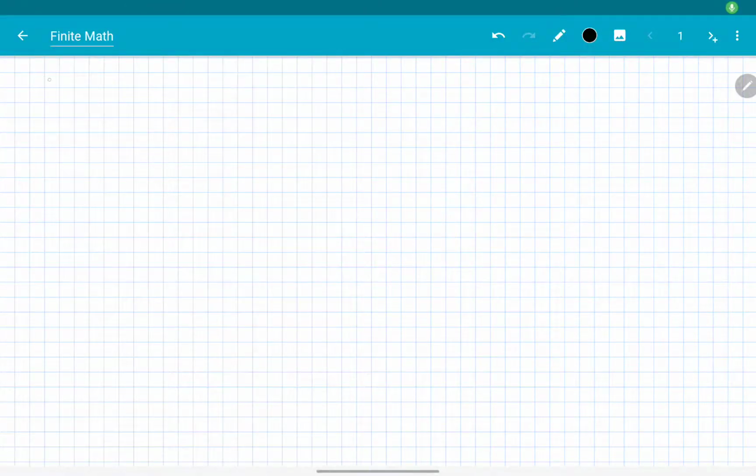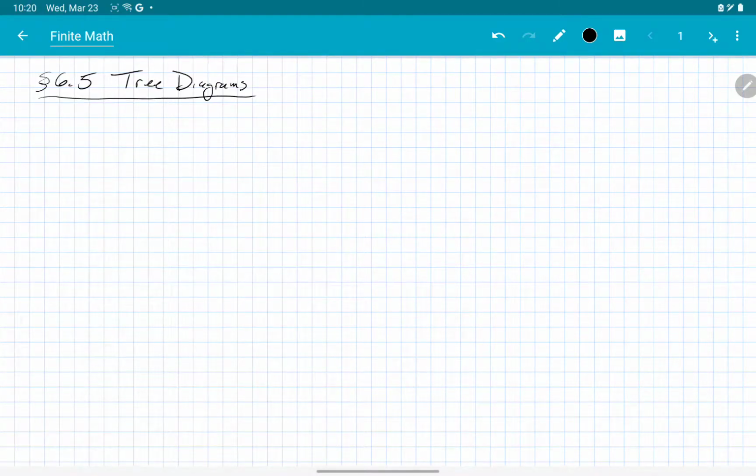Today we are going to talk about section 6.5, and it is on something called tree diagrams. Okay, and this is something useful for multi-step problems with probability. Okay, so just an example, just a very dry example.